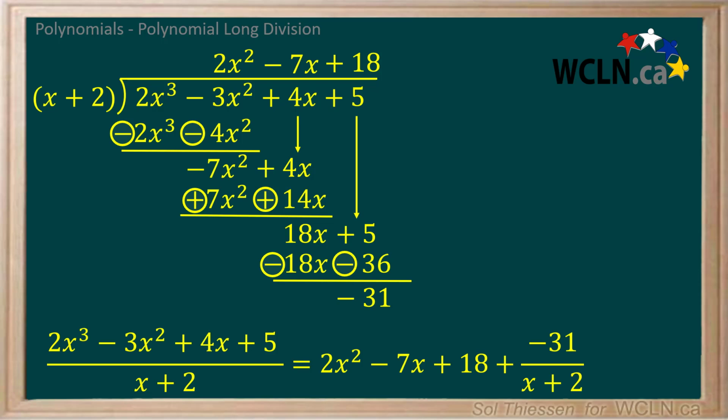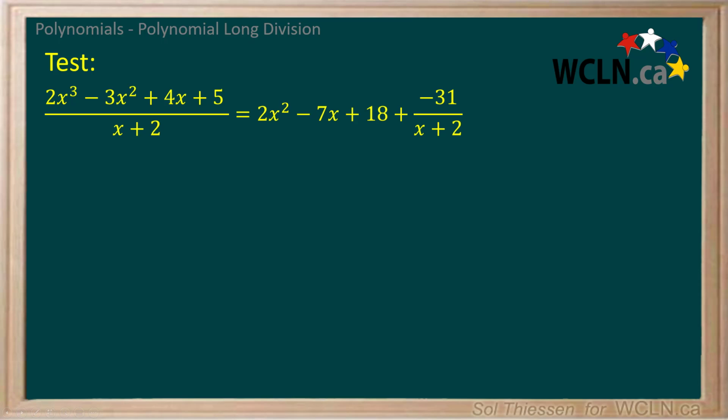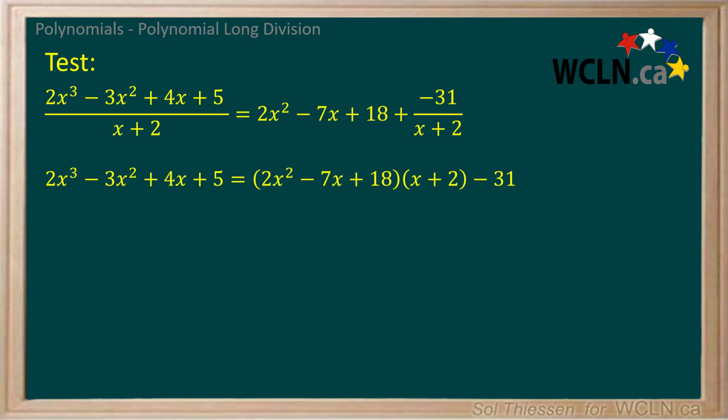To prove that this is true, let's test our result. To start, we'll multiply both sides of the equal sign by x plus 2 to give us what is known as the division statement. It tells us that our dividend, 2x cubed minus 3x squared plus 4x plus 5, equals some quotient, 2x squared minus 7x plus 18, times some divisor, x plus 2, plus some remainder. In this case, it is negative 31.